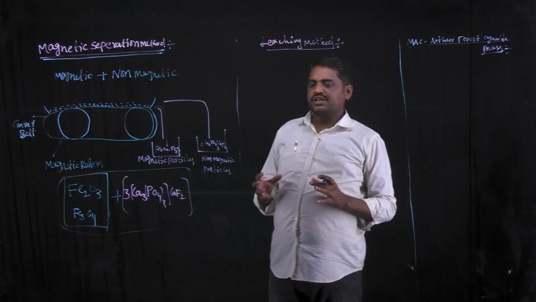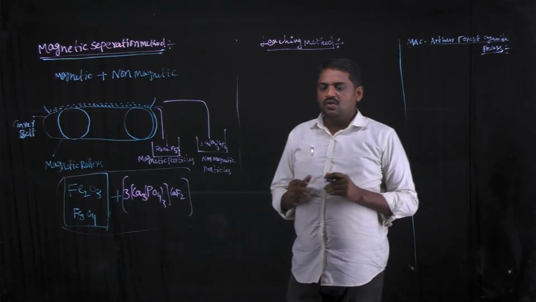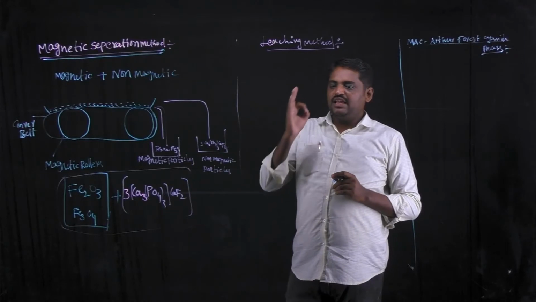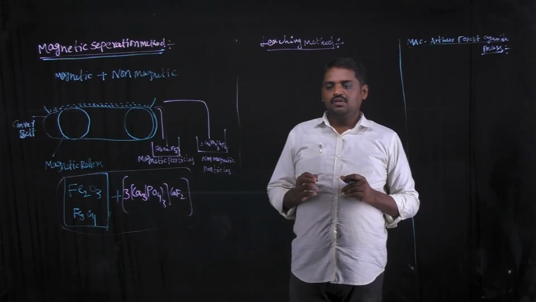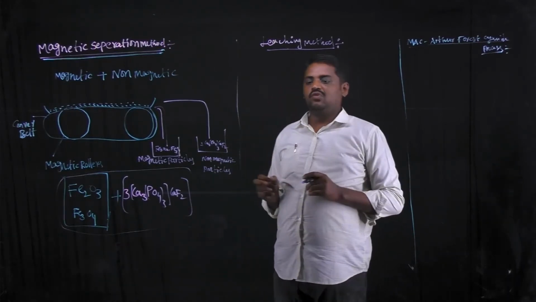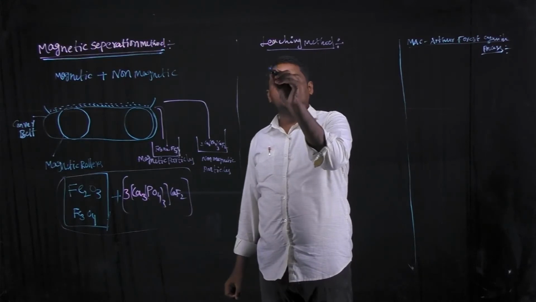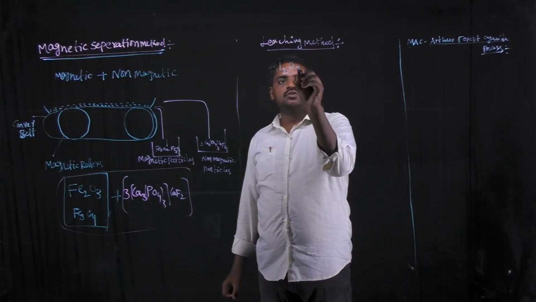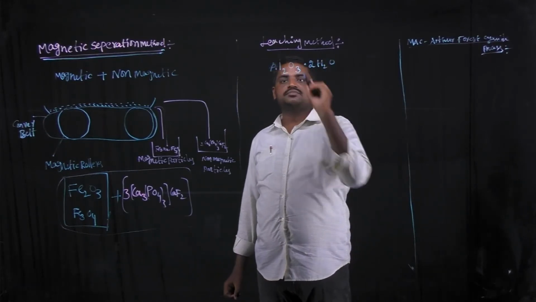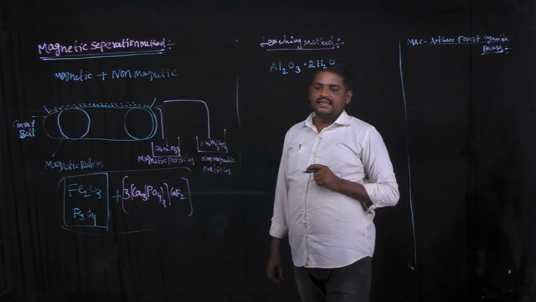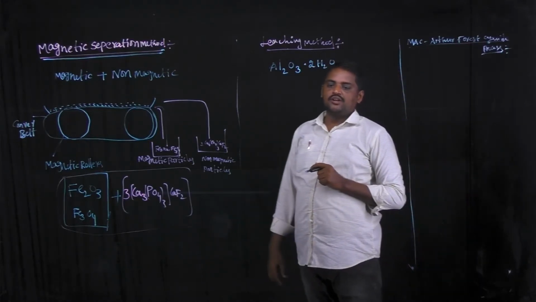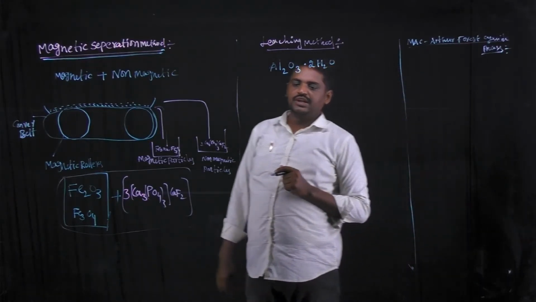First, I am going to discuss the leaching method. What is the importance of the leaching method? The leaching method is used for the removal of impurities from aluminum ores. For example, bauxite, Al2O3·2H2O. Bauxite is an aluminum ore.